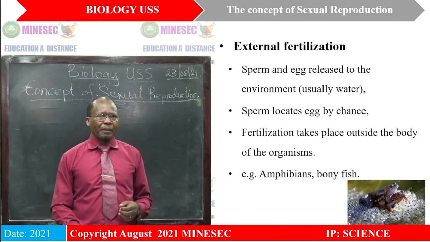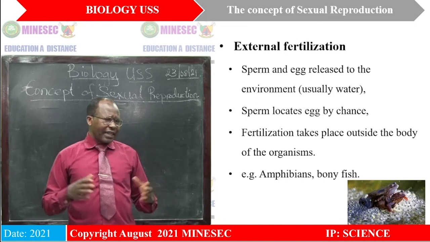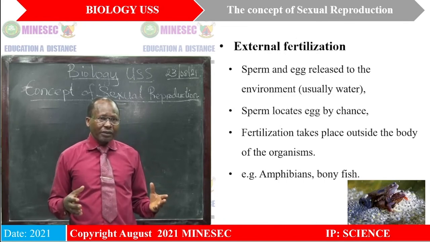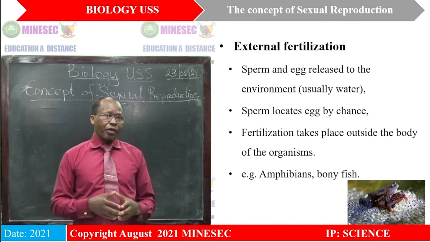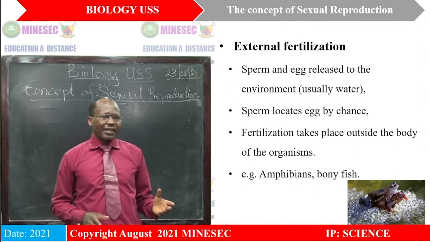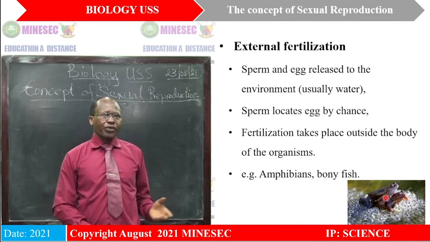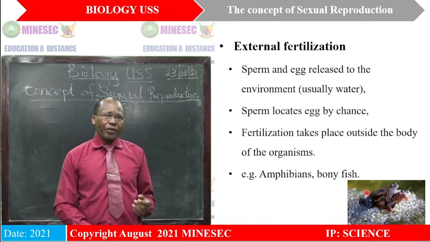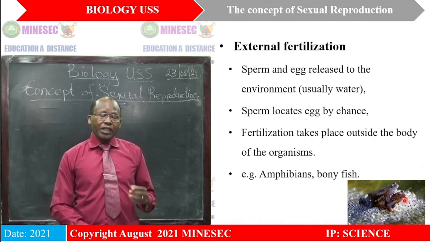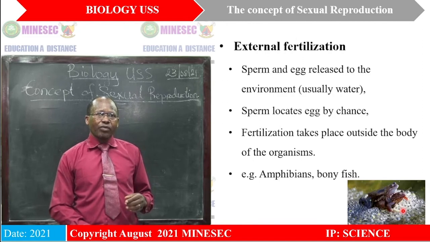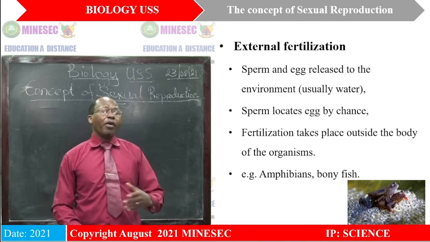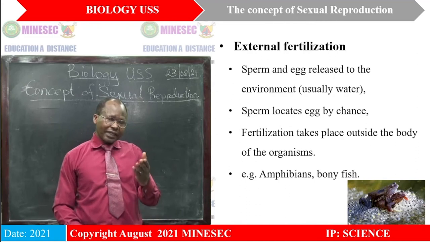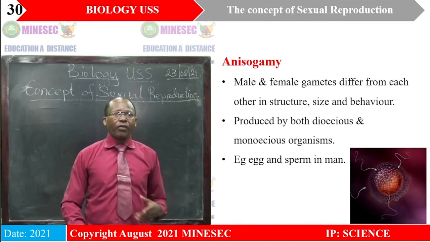There is also what we call external fertilization. How does this occur? In this situation, the sperm and the egg are released into the environment, maybe into the water, and then by chance, the sperm will meet the egg and they can fuse. You can see a situation here of two amphibians where the female, which is below, lays eggs into the water, into this jelly coat, and then the male is above spraying the eggs with sperm. And when it sprays, some of them can fertilize the eggs and they will develop. This is external, meaning out of the body of the mother.